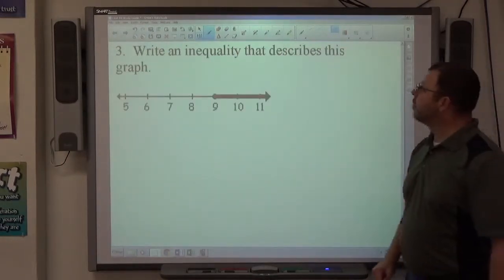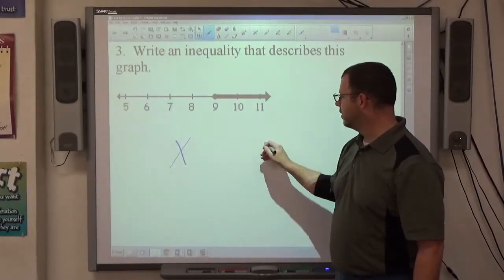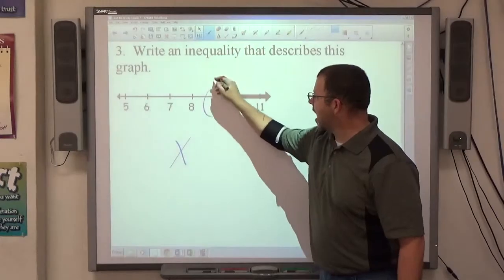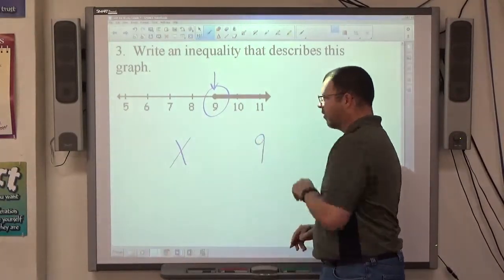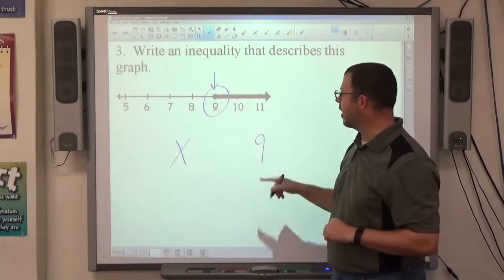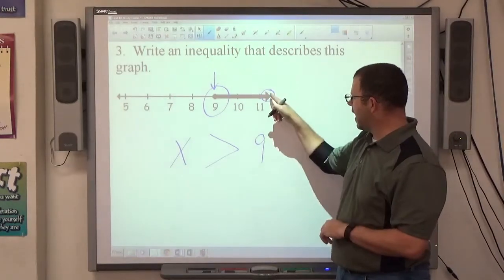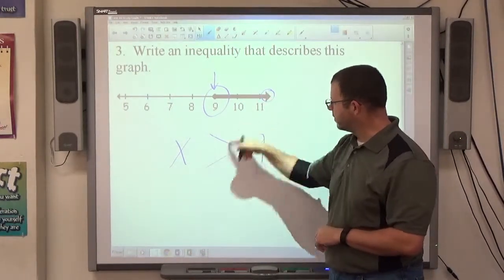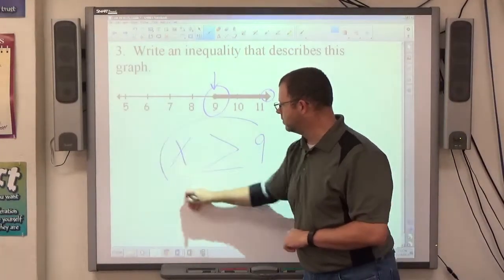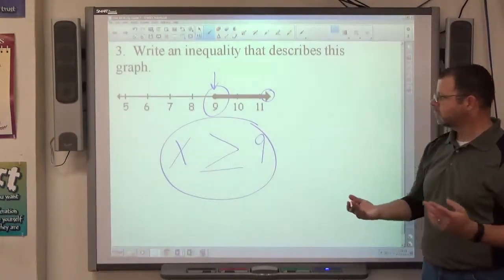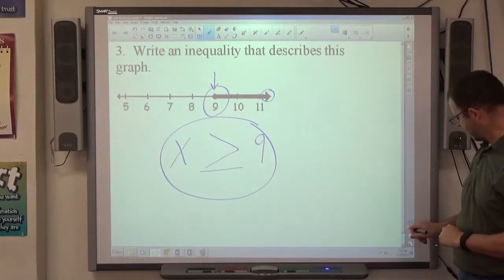Number 3, write an inequality that describes this graph. Writing an inequality requires you to pick a letter. Write the number where the dot's happening. Okay, leave some space. Always put the letter on the left, dot number on the right. And then the inequality is pointing this direction. So whatever that's pointing, make sure this points the same way. And then this has a solid circle. That gets me an equals to. That's all it is to write an inequality. It's only asking for the inequality, so just give me that for that answer.